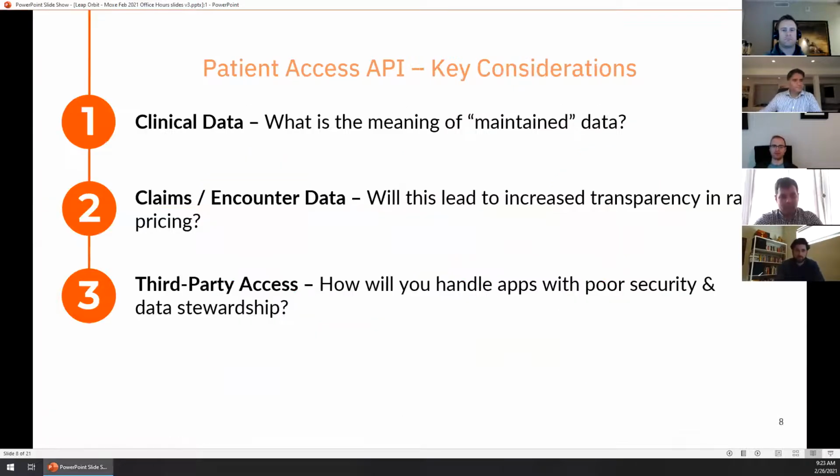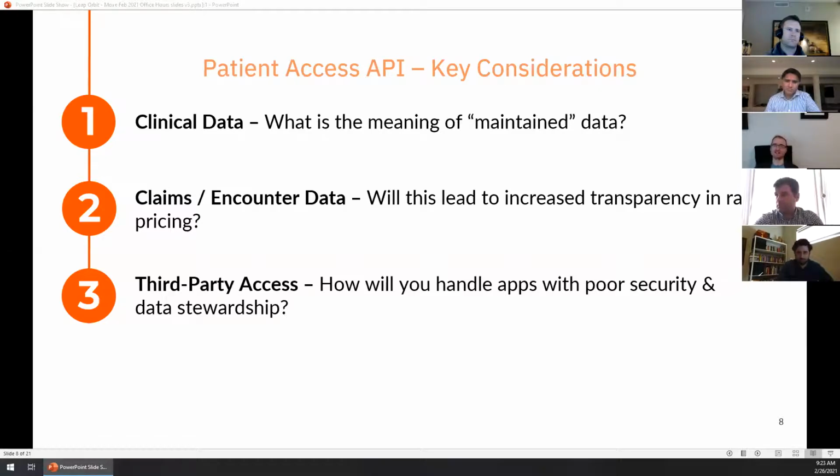Yeah, let me talk through this next one. Just a few key questions that we're seeing, and I'm curious to hear from others what they're thinking along these lines. So one thing that we're thinking about, and I've heard different things from different health plans and even other vendors on this, is clinical data.